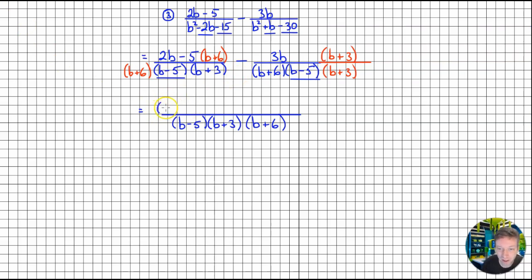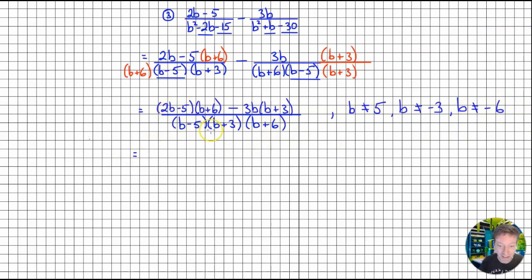So then when we subtract them, we are left with 2b minus 5 times b plus 6, subtract 3b times b plus 3, all with that common denominator. And that leaves us 3 restrictions. b cannot be 5, otherwise this first bracket would be 0. b cannot be negative 3, otherwise the second bracket would be 0. And b cannot be negative 6, otherwise the third bracket would be 0.